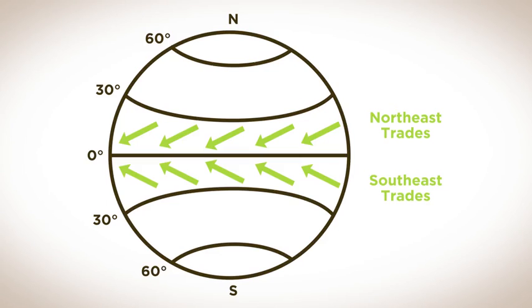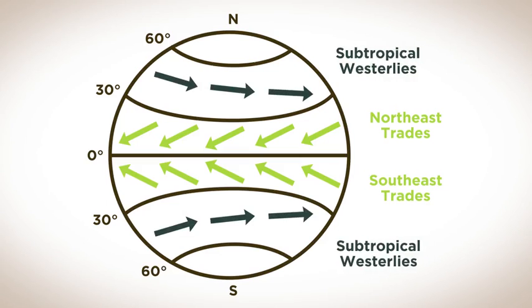These winds are known as the trade winds because they powered merchant ships from Europe to the New World. At higher latitudes, air masses moving poleward are deflected in the same direction, right in the northern hemisphere and left in the southern, producing the westerlies.